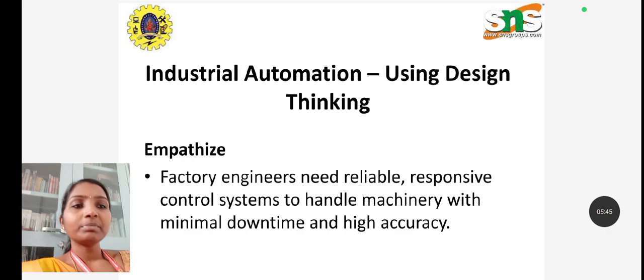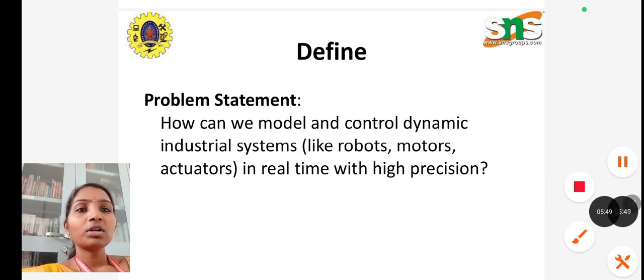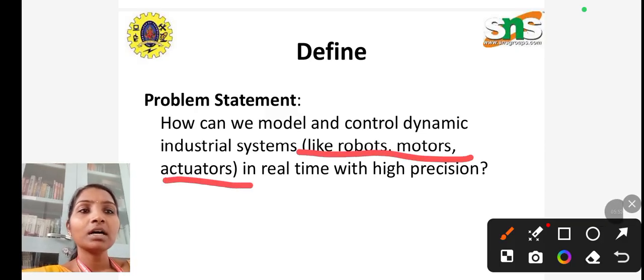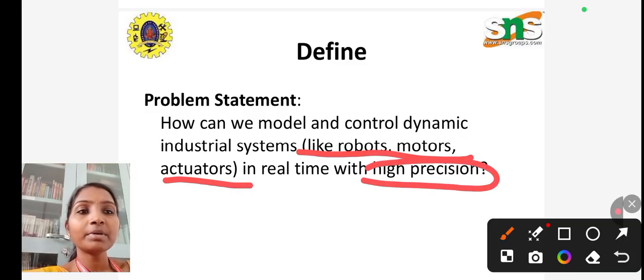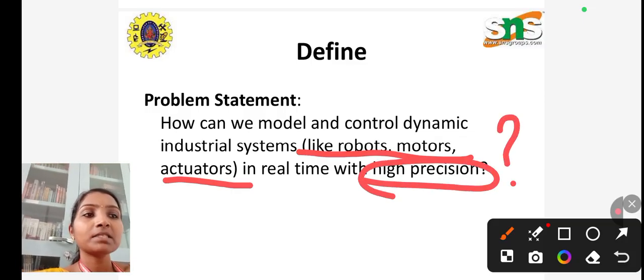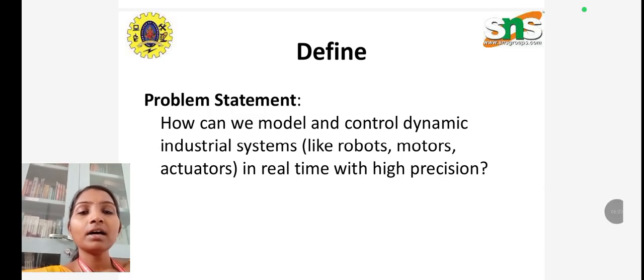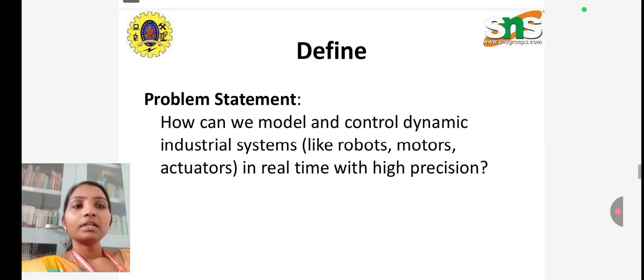Next, the defining part. How can we model and control dynamic industrial systems like robots, motors and actuators in real time with high precision? High precision is our main aim here. So this precision and accuracy within the stipulated time is our defining part.